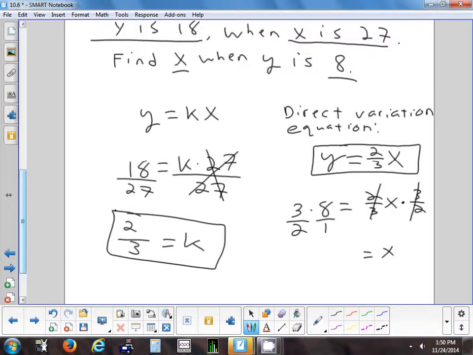How many times does 2 go into 8? 4 times. If we're going to reduce first, the 2 and the 2, how many times? Once. The 2 and the 8? 4. Good. What do we get, guys? 12. So we found k, found our direct variation equation, and then answered what they wanted. Any question on that?